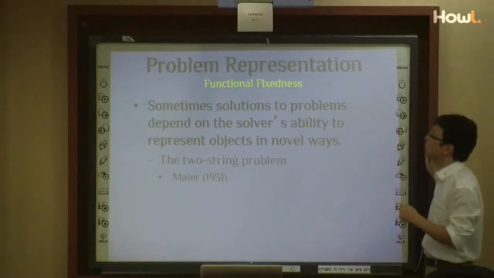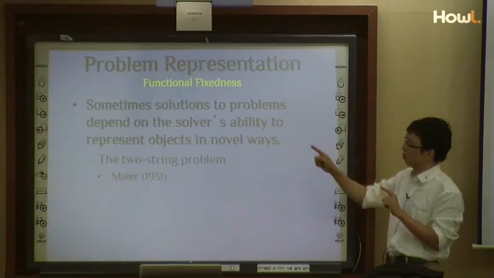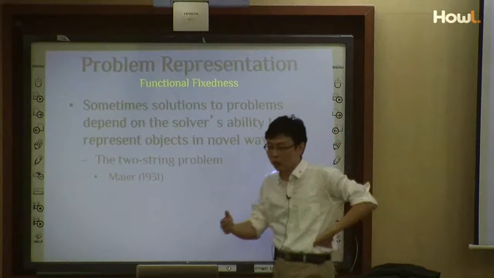Sometimes solution to problems depends on the solver's ability to represent the object in novel ways. So in the 2-string problem, we are fixed on one function of the object. So that's why we cannot find it.